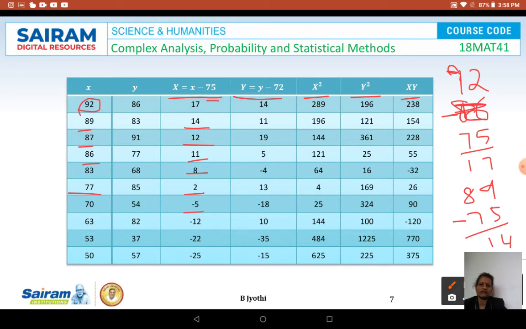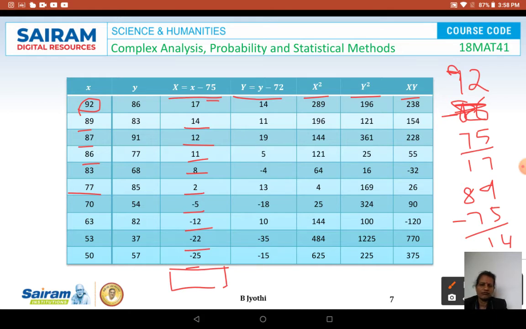70 minus 75 is minus 5. 63 minus 75, which is minus 12. 53 minus 75 is minus 22. 50 minus 75 is minus 25. We need to do the total of all these values.